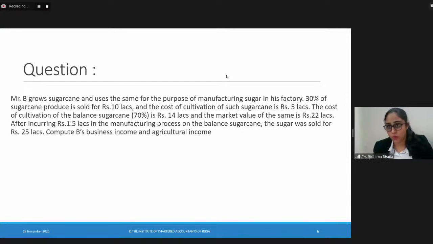Okay, those who have solved, the agricultural income is 13 lakhs and my business income is 1,50,000. How?